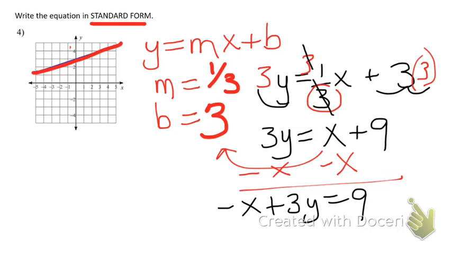Okay, but now the first term is negative, so one last step that you don't always have to do, it's only if the first term is negative. Change all the signs so we get positive x, negative 3y, and a negative 9.